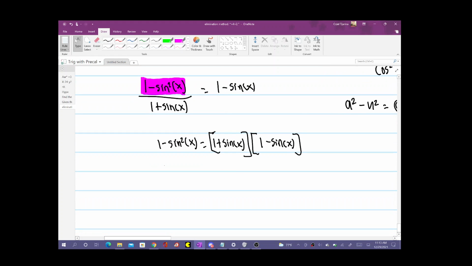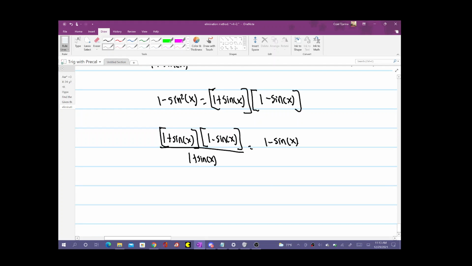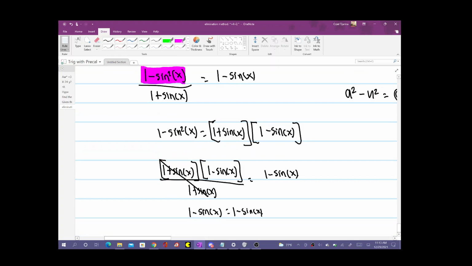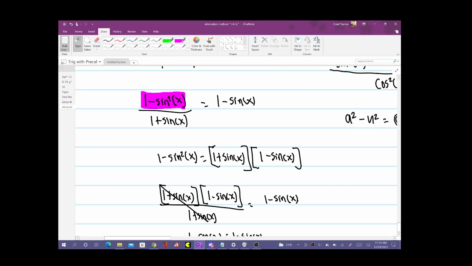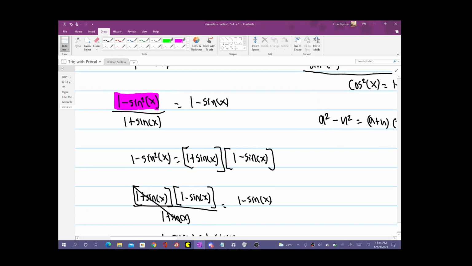So this becomes 1 plus sine of x times 1 minus sine of x over 1 plus sine of x equals 1 minus sine of x. So then we take the 1 plus sine of x out. This becomes 1 minus sine of x equals 1 minus sine of x. If you know your Pythagorean identities really well, this one is not really that complicated. And if you know how to factor, okay?